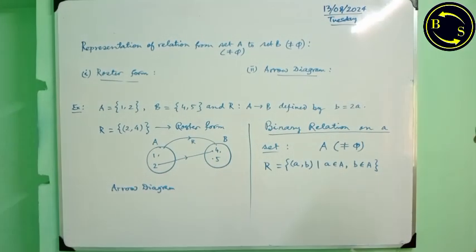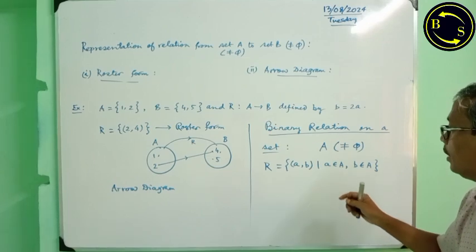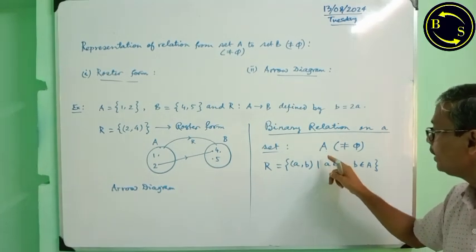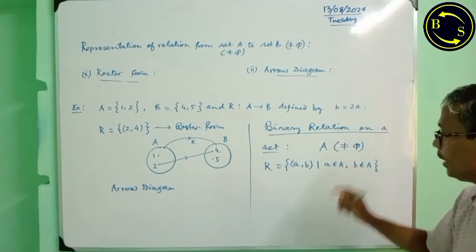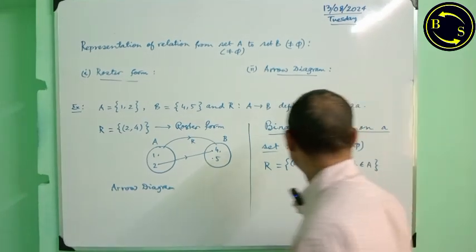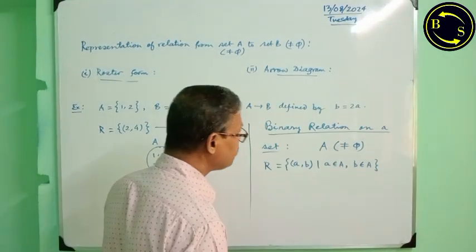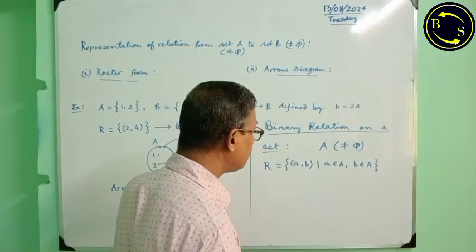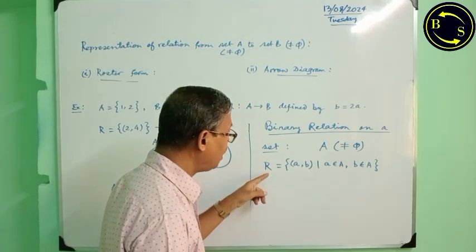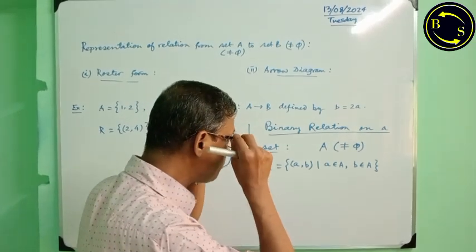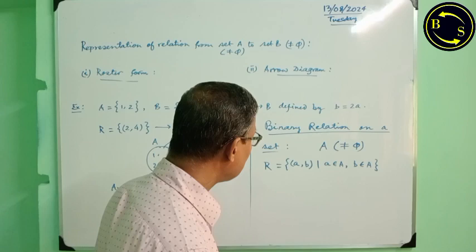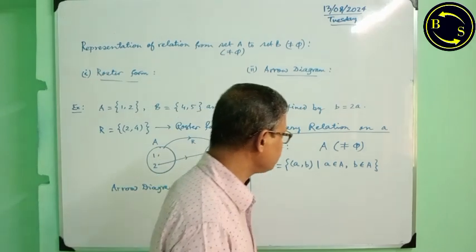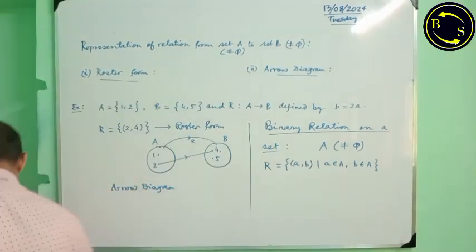That means here the codomain is set A and the domain of relation R will be a subset of set A. This is binary relation. We take an example.